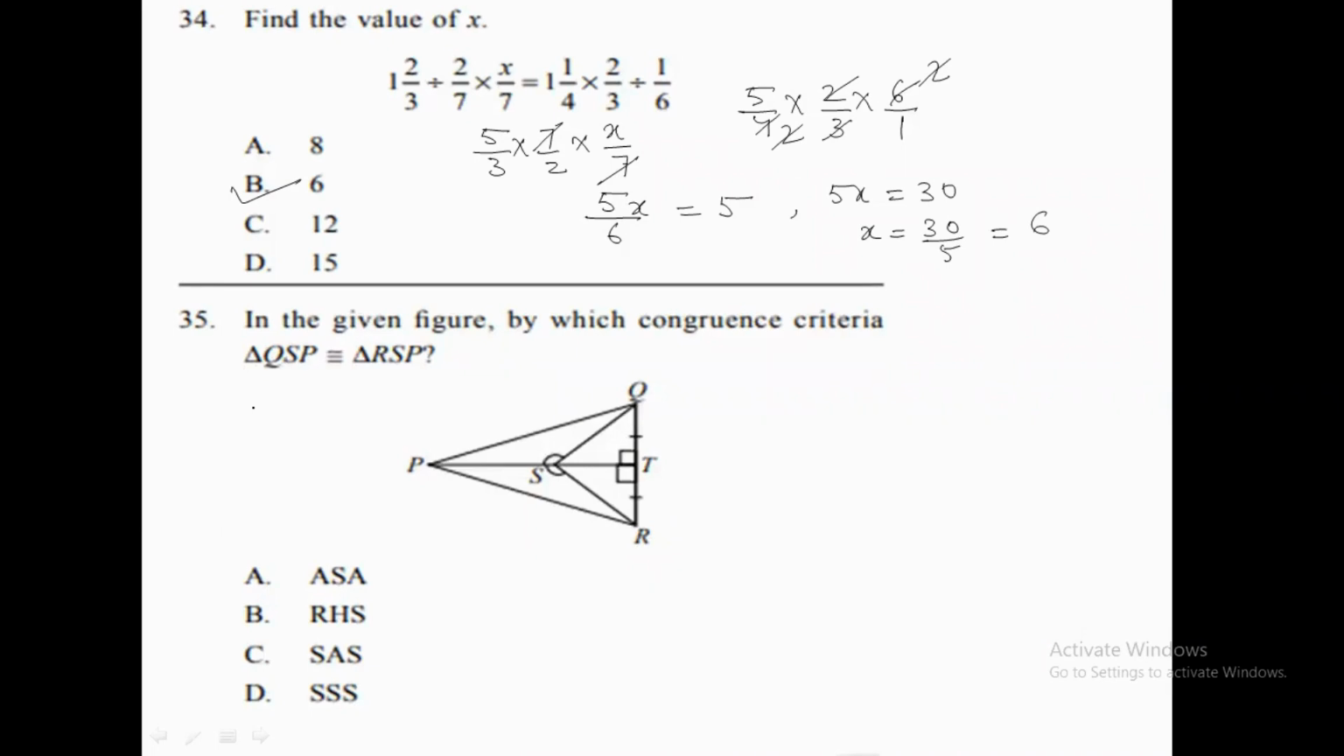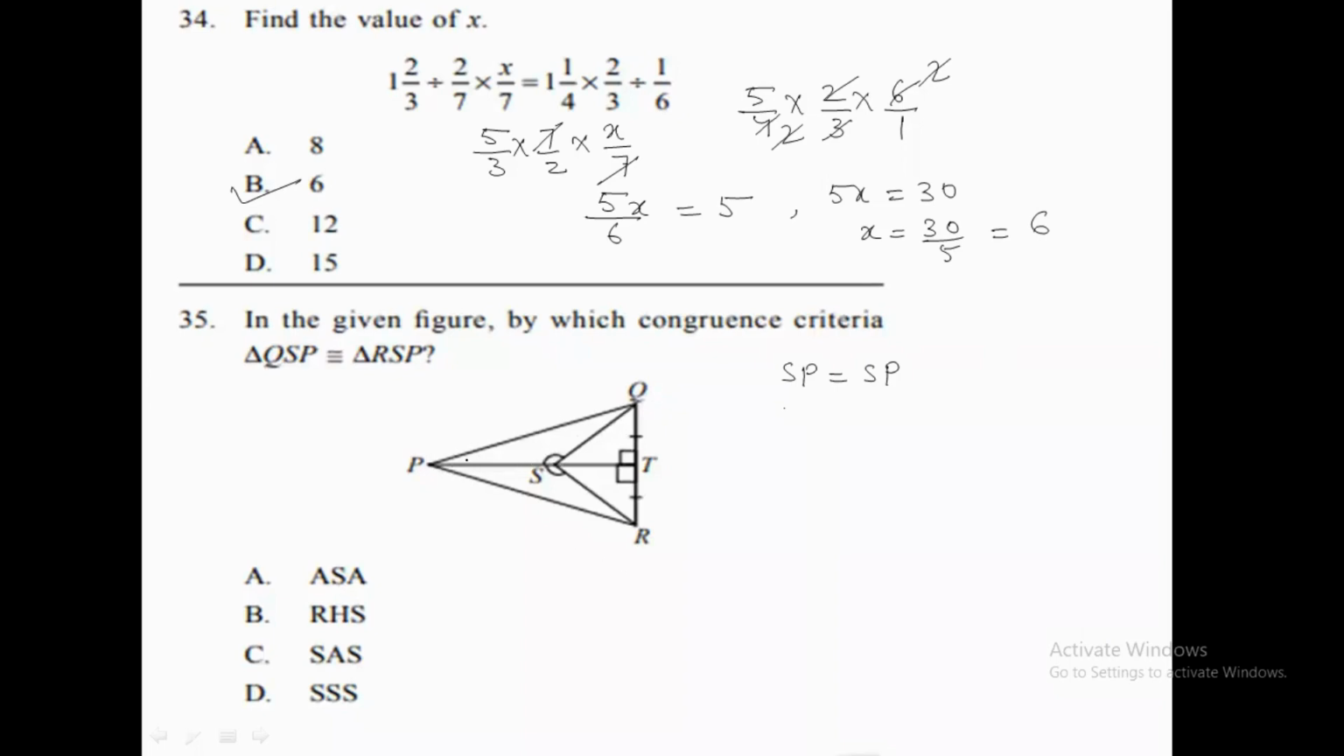It is asking by which congruency criteria triangle QSP should be congruent to triangle RSP. Okay, that's what we need to find. So if we go through these two triangles, QSP and RSP, what is given over there, you can see SP is there in both the triangles, so SP is common. Okay, as you can see, angle QPS and angle RPS.